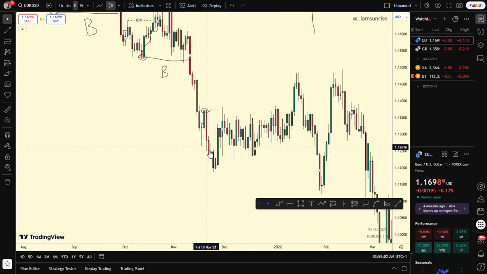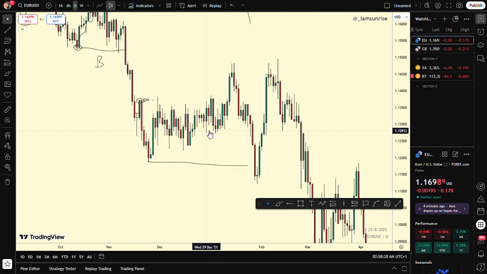Since we have classified it as our inducement, this low right here took it out, but price has never broken it for us to classify it as a break of structure. Do you understand? Price was just around, pushing to the upper side, until finally price broke it. Now we can say we have a break of structure to the downside.